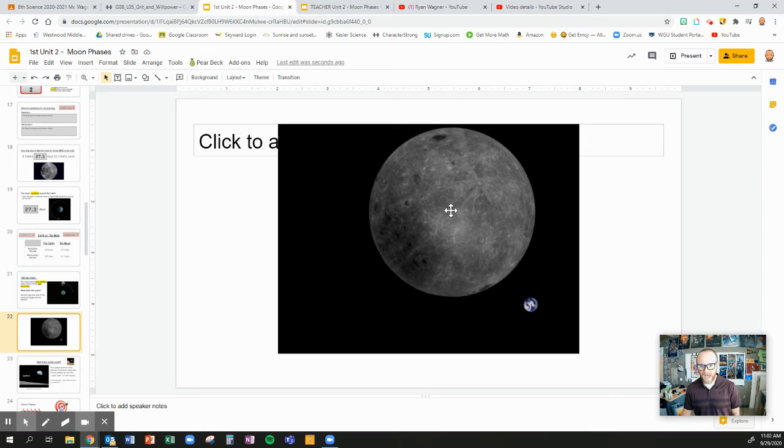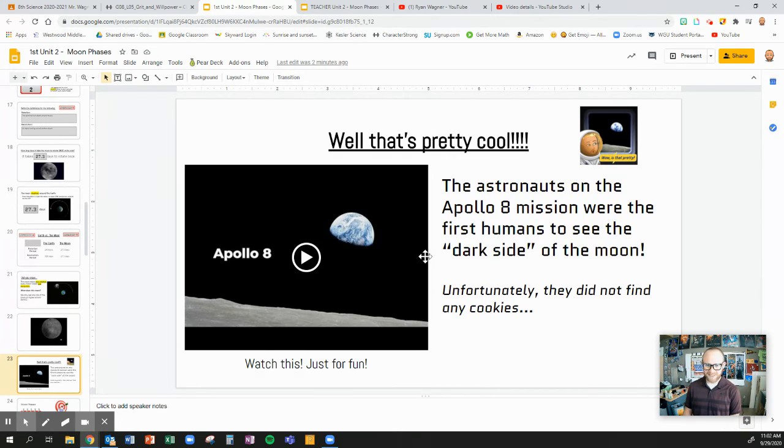This is what the other side of the moon looks like. Just like this. This was taken from a satellite last year in February. Okay, it went all the way around the moon and took this picture. Okay, the first picture taken of the backside of the moon, or the dark side as we call it, was taken in 1959 by Luna 4, a Russian satellite. The first humans to see the backside of the moon were the astronauts in the Apollo 8 mission who actually slungshot their way around the moon. Is slungshot a word? I'm not sure. They saw the dark side of the moon, and unfortunately, they did not find any cookies.